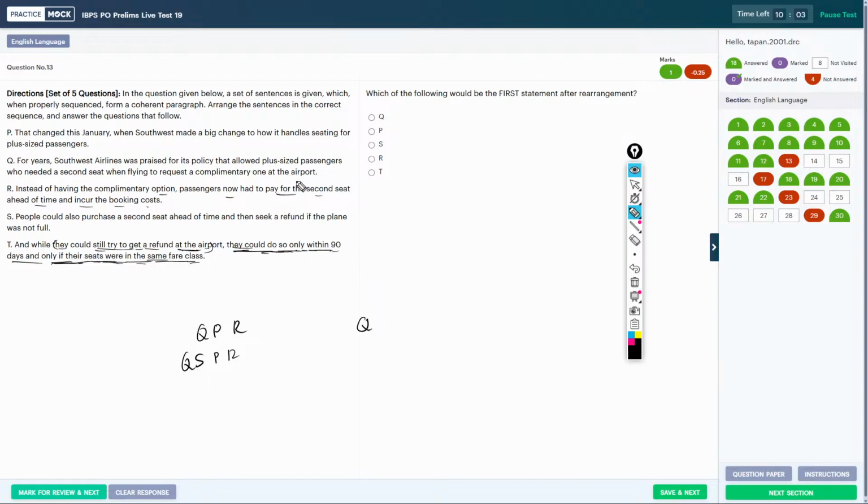For years, they have been doing this. People could also buy a second seat ahead of time and seek a refund, and they could try to get a refund at the airport, though only within 90 days. That changed in January. Instead of being complimentary, passengers now had to pay for the second seat ahead of time.